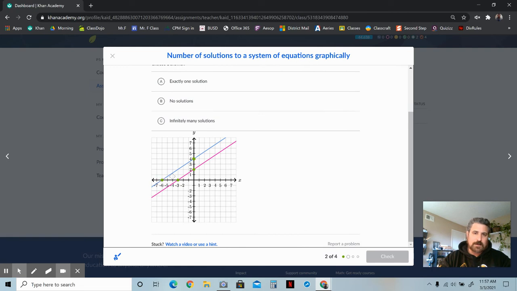And what you notice about them is they are parallel lines, right? They are two lines that are parallel. And because they're parallel, they're never going to intersect. This one is where we have no solution, right? There's no solution to the system because these two lines will never cross.